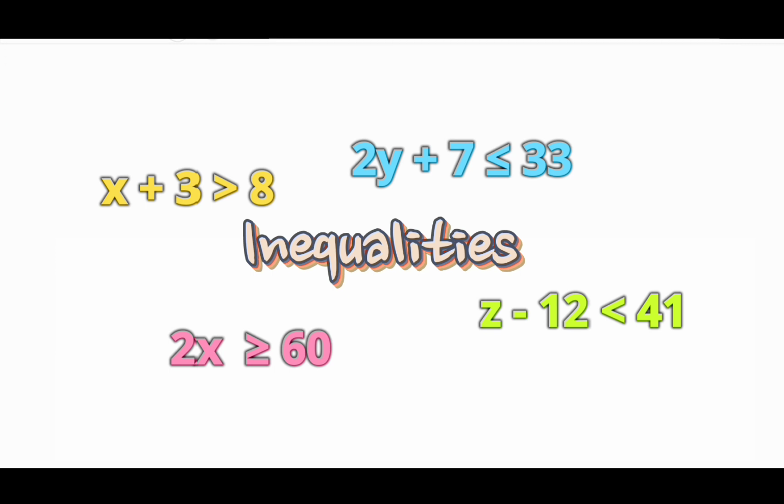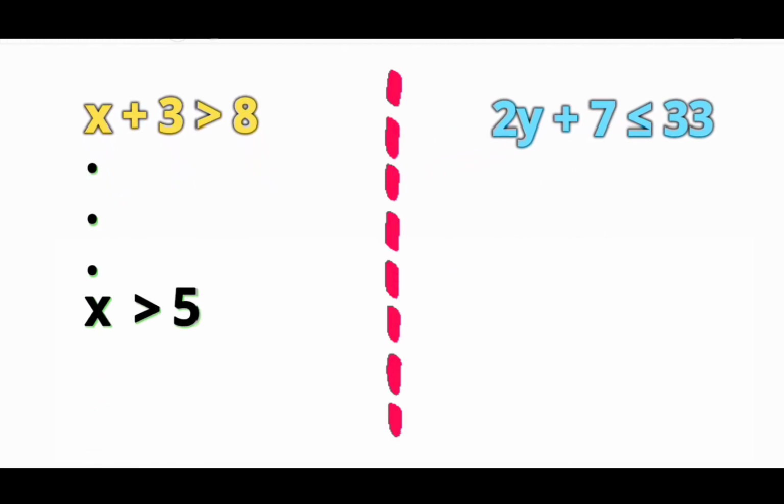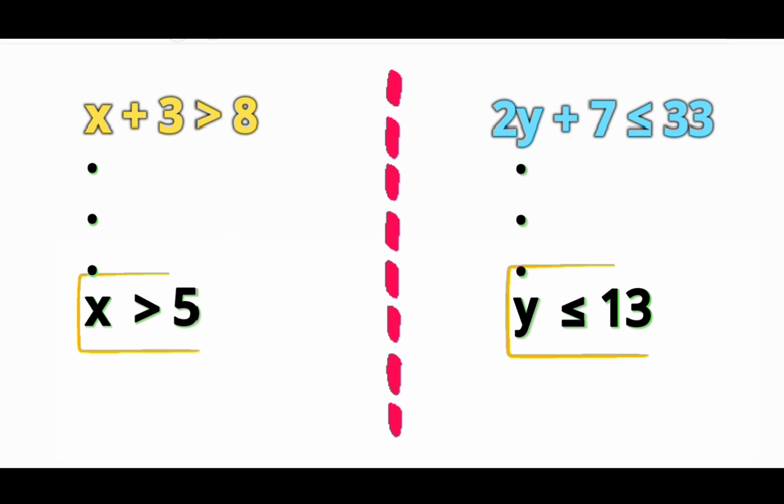Like solving an equation, here our aim is to isolate the x, or whatever the variable is, on the left of the inequality sign. Something like x greater than 5 or y less than or equal to 13. That means we have solved. However, there are a couple of important differences, so pay close attention.